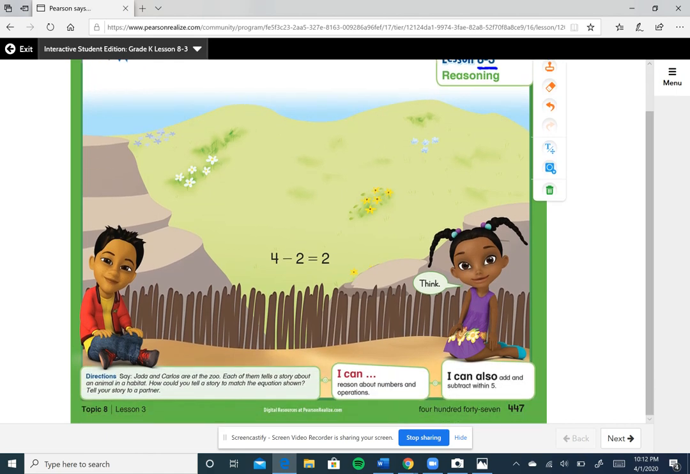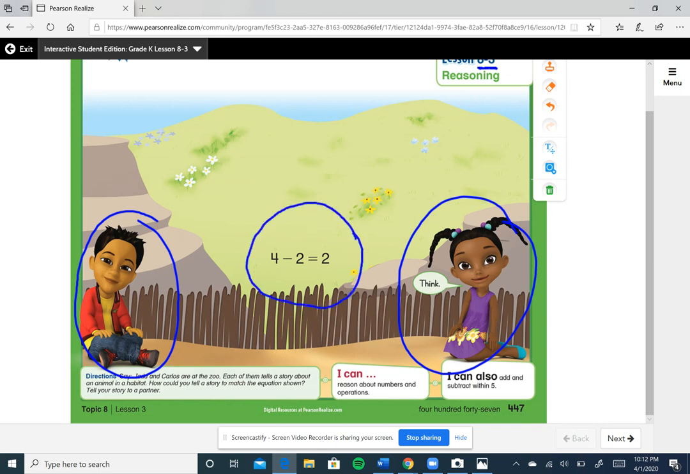So on this page, we have our good friends Carlos and Jada. And they are at the zoo, and they're looking at penguins, polar bears, tigers, monkeys, snakes, turtles, all kinds of animals. And I'm going to tell you a story using animals about this equation. So we have 4 minus 2 equals 2. And remember, minus means taking away from.